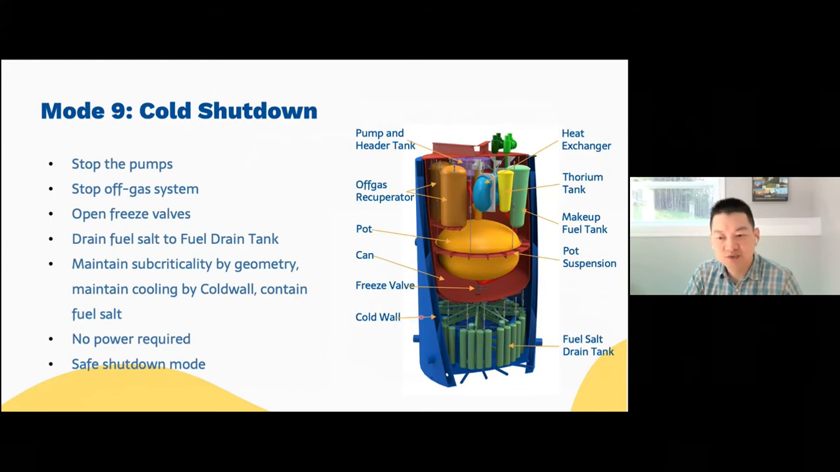And then next we drain the fuel salt into the fuel drain tank. So the salt will be out of the pot and will go to the fuel drain tank. The benefit of doing this is, first of all, the geometry of the fuel drain tank ensures subcriticality. So even with perturbation, it will remain subcritical.